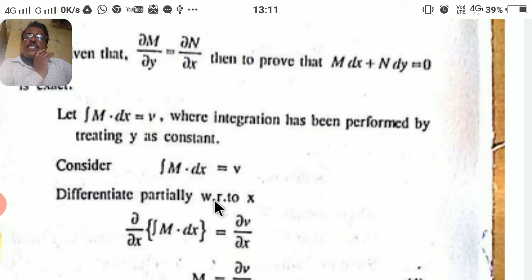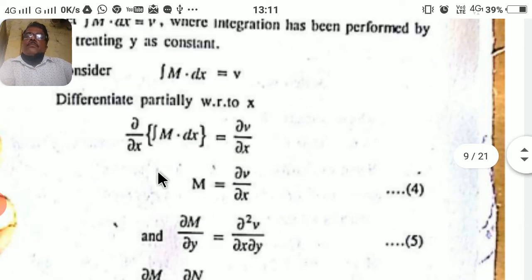Now the integration of m dx is equal to v. Now differentiate this partially with respect to x. So this gives ∂/∂x of the integration of m dx, which is equal to, we are differentiating, so ∂v/∂x. Here differentiation is with respect to x and integration is also with respect to x. So therefore both integration and differentiation get cancelled, which gives m is equal to ∂v/∂x.